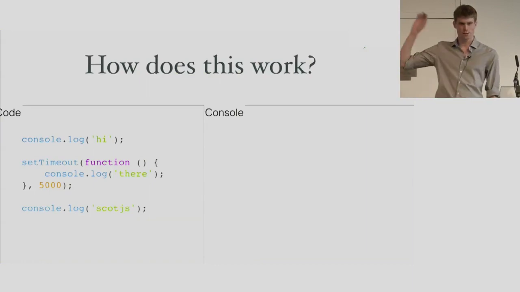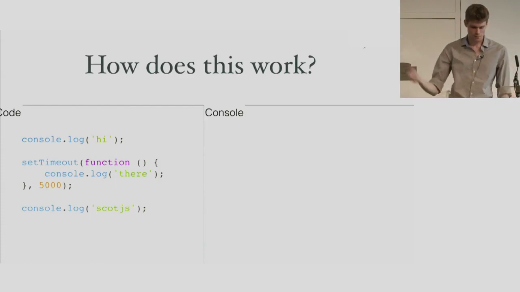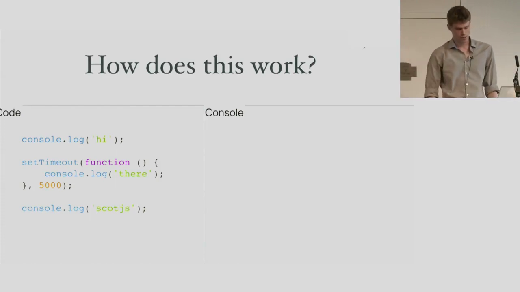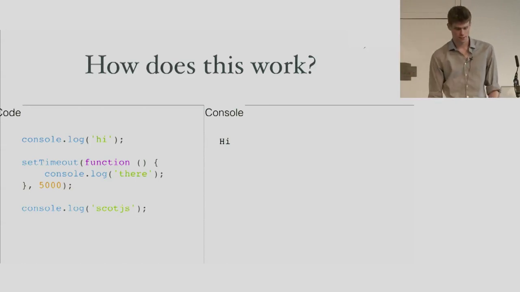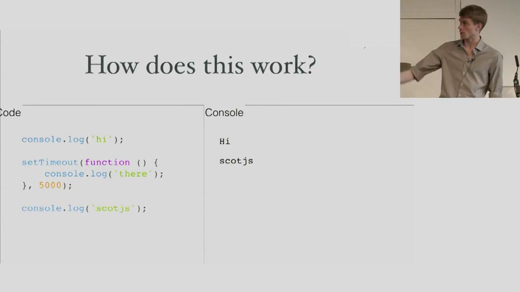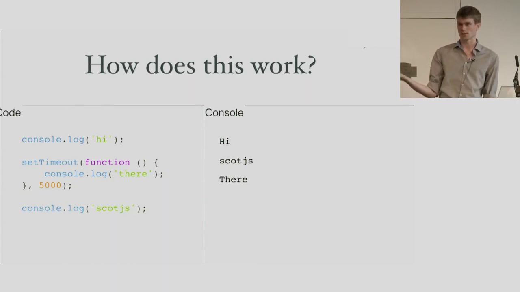So let's take this most stripped back async call we could possibly have. If you've seen code like this before, you know that the first thing we're going to do is run console.log hi. Then we have this set timeout call. And we're basically saying in this set timeout, here's a function, run it in 5,000 milliseconds. So we're going to skip over that, and we're going to log Scotland.js from the bottom. And then 5 seconds later, we'll log there. So that's like the most simple async call we could demonstrate.